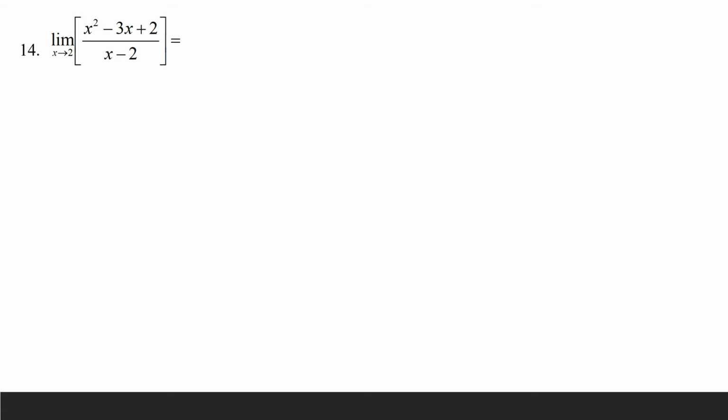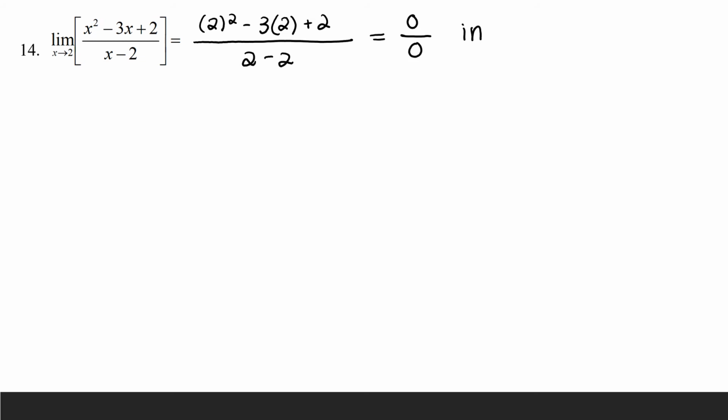We need to evaluate the limit as x approaches 2 of x squared minus 3x plus 2 over x minus 2. So let's try direct substitution first. So we have 2 squared minus 3 times 2 plus 2 all over 2 minus 2. So that gives us 4 minus 6 plus 2, which is 0, over 2 minus 2, which is also 0. So this is indeterminate.